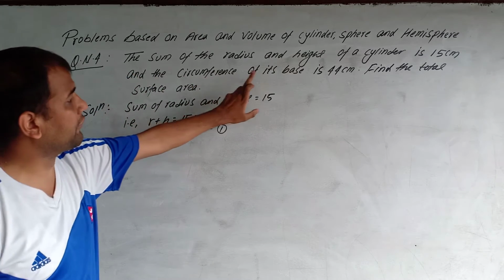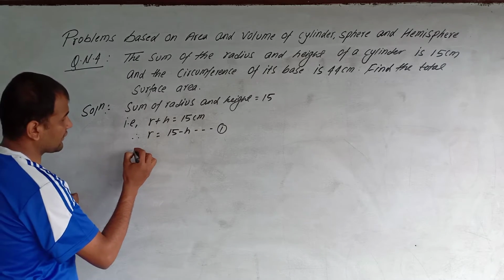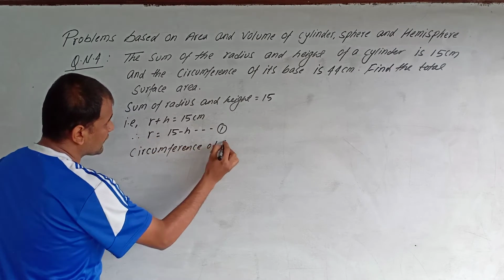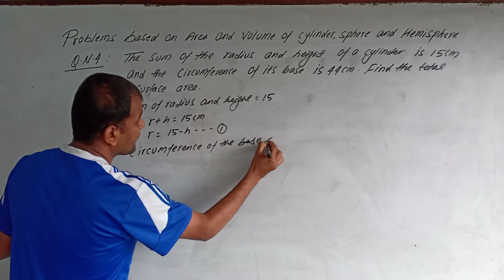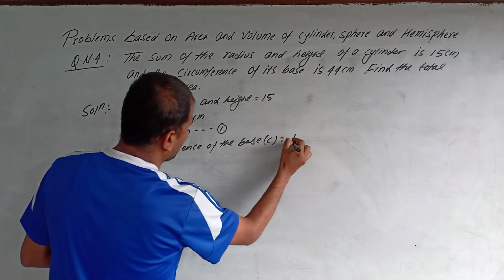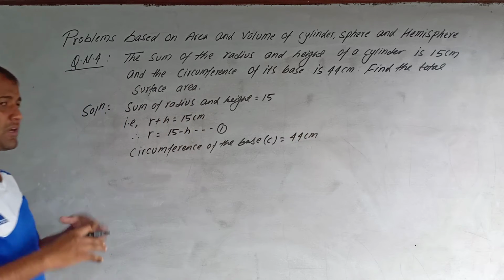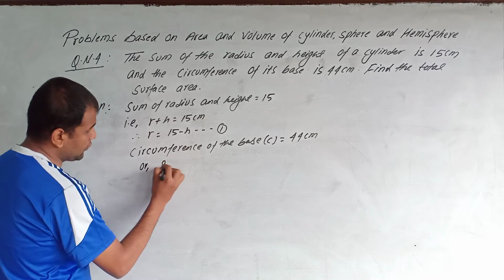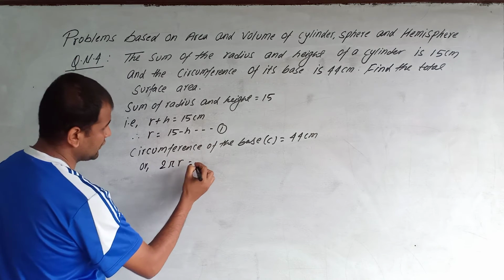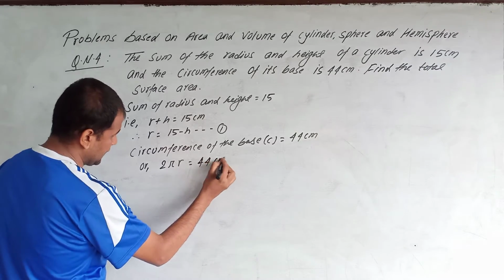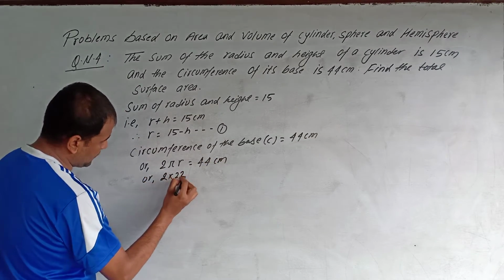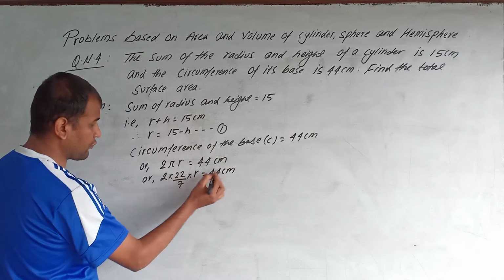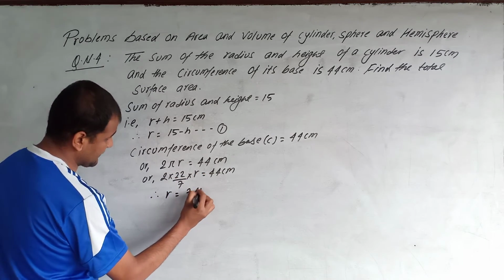And the next one is given here. The circumference of its base, C is equal to 44 centimeters. The base of the cylinder is circular, so the circumference 2 pi r is equal to 44 centimeters, or 2 into 22 by 7 into r is equal to 44 centimeters. Therefore, r is equal to 7 centimeters.